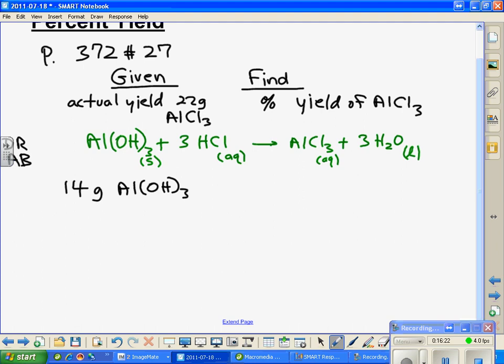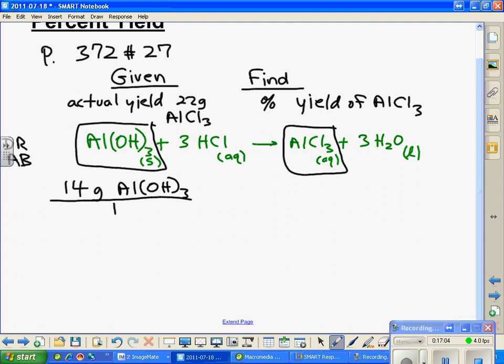Okay. So, first of all, we're going to have to turn this guy into moles. We can't figure anything out until we get moles. And what is the mole ratio of aluminum hydroxide to aluminum chloride? That's a balanced equation. Oh, that made our life easier. That's one calculation we don't have to do, right? So let's get this guy into moles.